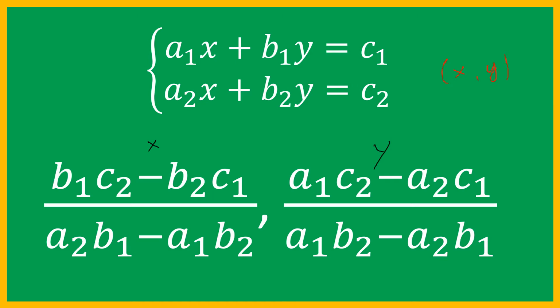So, the formula in determining the value of x is b sub 1 times c sub 2 minus b sub 2 times c sub 1 all over a sub 2 times b sub 1 minus a sub 1 times b sub 2. Then for the value of y naman, we can use a sub 1 times c sub 2 minus a sub 2 times c sub 1 all over a sub 1 times b sub 2 minus a sub 2 times b sub 1. So these are the formulas that can be used in determining the solution of a system of linear equation. Again, this is applicable to all the system of linear equation. So let us proceed with the first example.